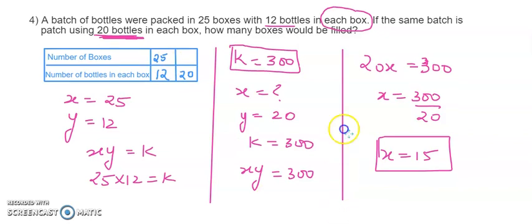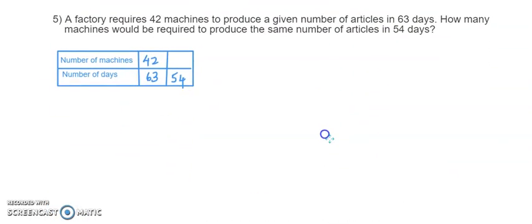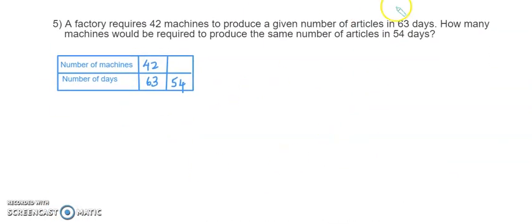Okay. Next. A factory is producing 42 machines of a given article in 63 days. How many machines can it produce in 54 days? So the number of days is reduced. That means more machines should be produced in one day, right?